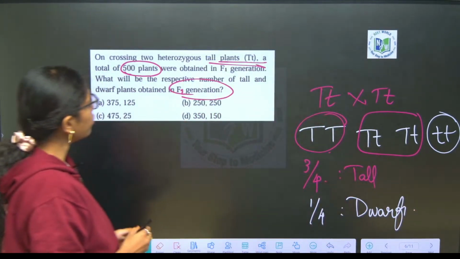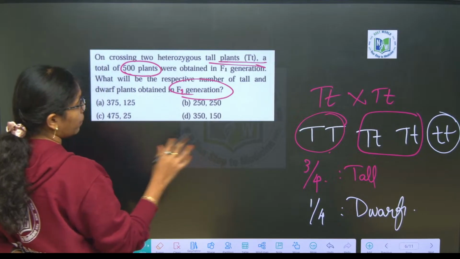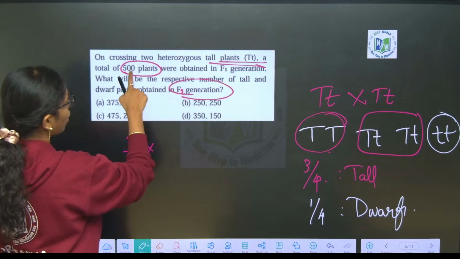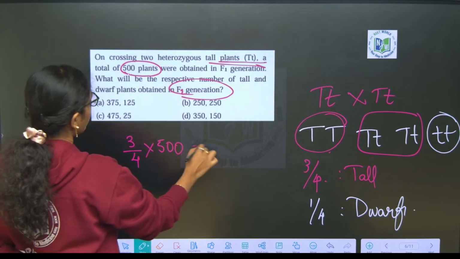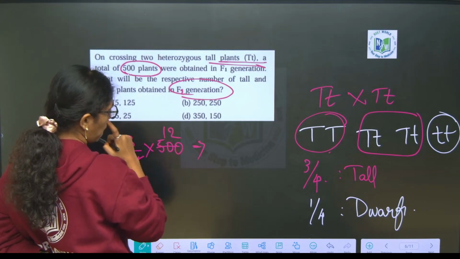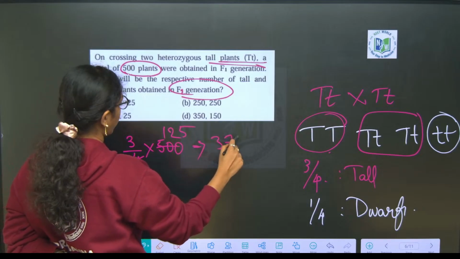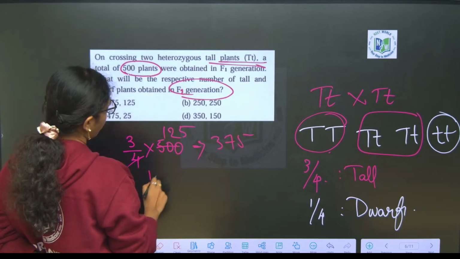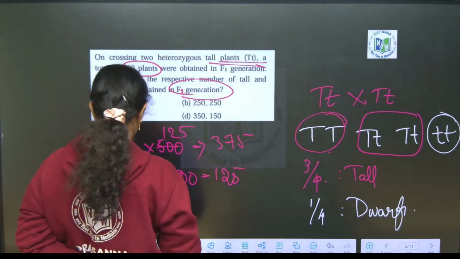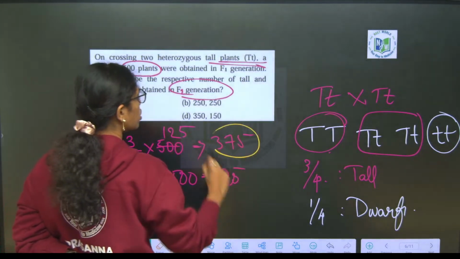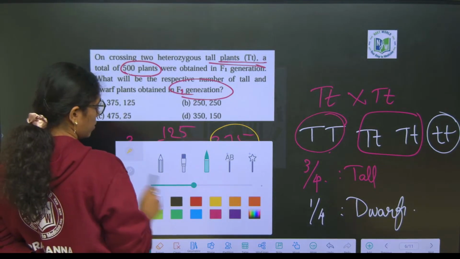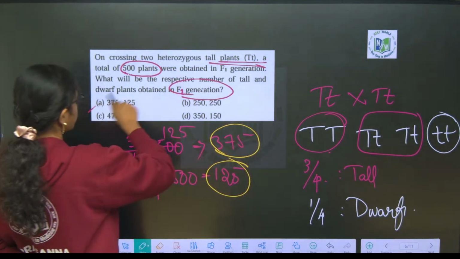Fine. So, if you see, 3/4 of them are tall, right? So it will be 3/4 into the total number of offsprings. How many are there? 500 will give you what? 375. Fine. And then 1/4 into 500 will give you 125. So this will be the answer. Option A is the right answer.